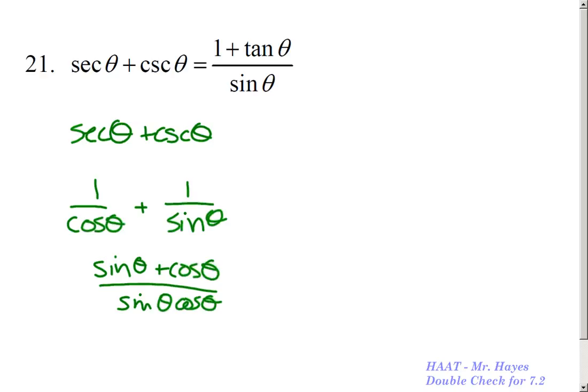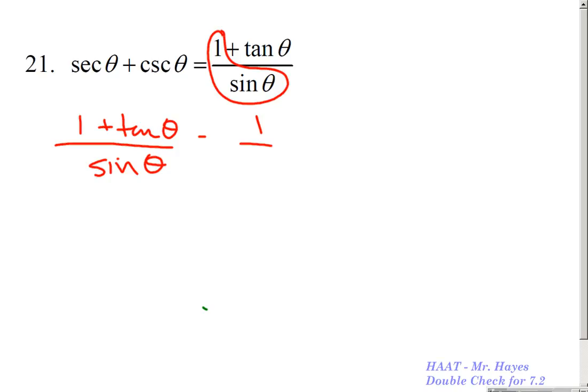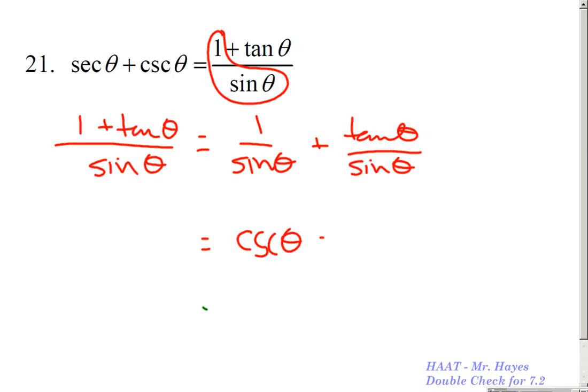So, you could do this. You know what, back up a second. Check this out. The tip off here is what is 1 over sine? Okay, that's cosecant. So if I break out 1 plus tangent theta over sine theta into 1 over sine theta plus tangent theta over sine theta, this is going to now become cosecant. So we've got that part done.